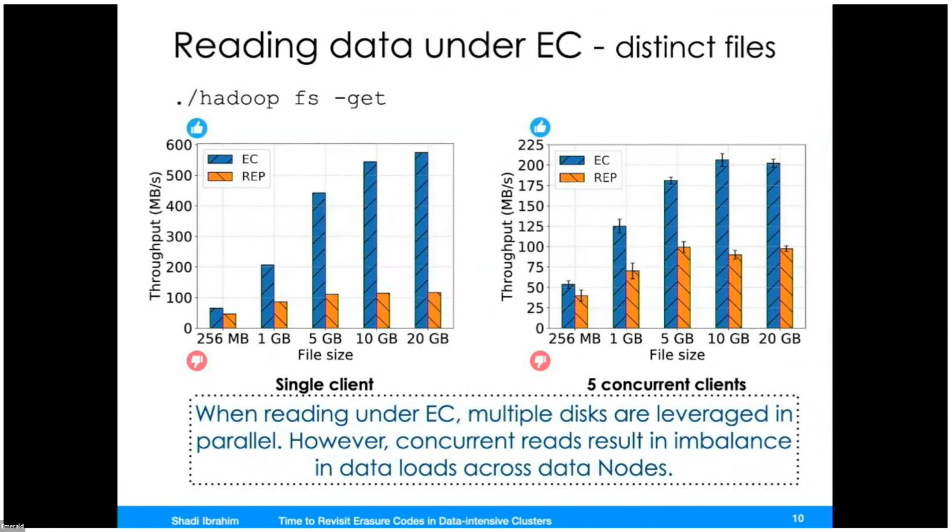When reading data, as expected, with a single client, EC clearly outperforms replication, as data is read from multiple disks in parallel, 6 in our setup, while each block is read sequentially from one node under replication. When increasing the number of clients to 5, the performance under EC drops, and therefore the performance gap between EC and replication decreases. This is mainly due to the imbalance in data loads among different nodes.